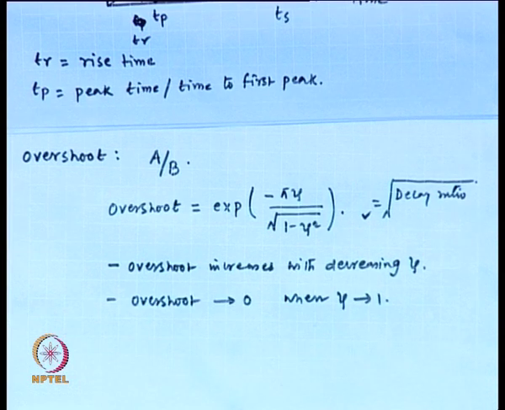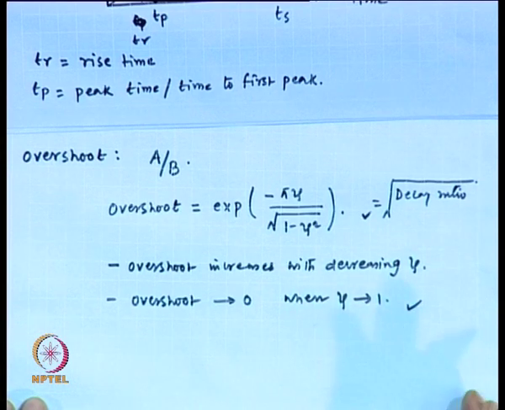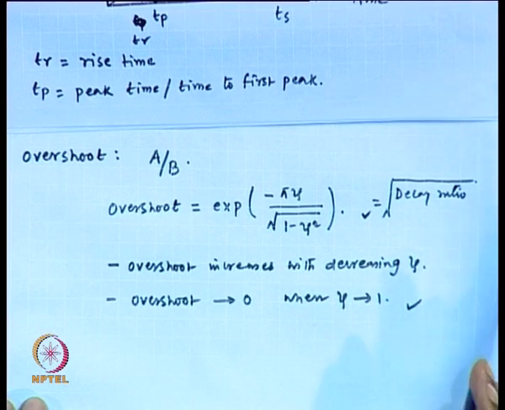We made one plot comparing the responses of different zeta values. In one case we considered zeta equals 0.5, in another case we considered zeta equals 1, and in the third case we considered zeta equals 2. And you can see that in the plot where zeta becomes 1, there is no overshoot. Fine, it is very obvious from this mathematical explanation.